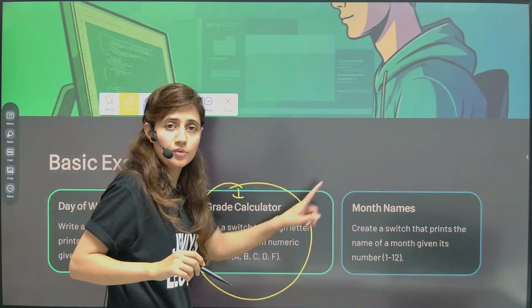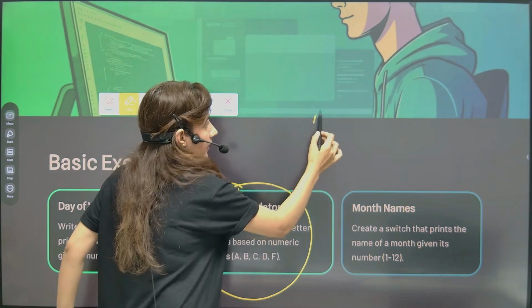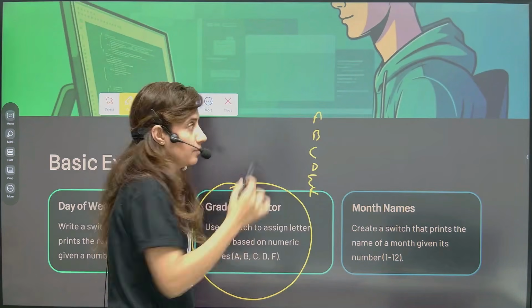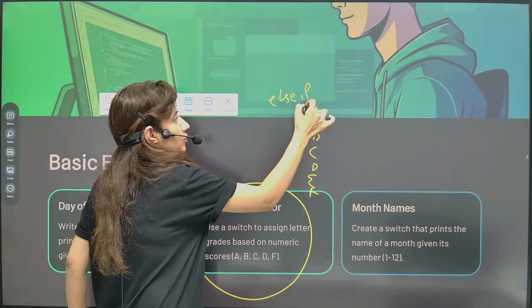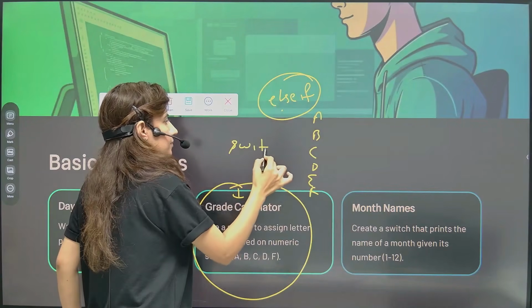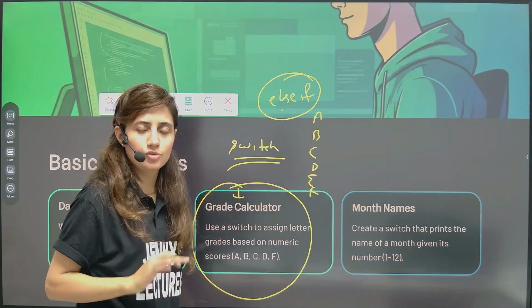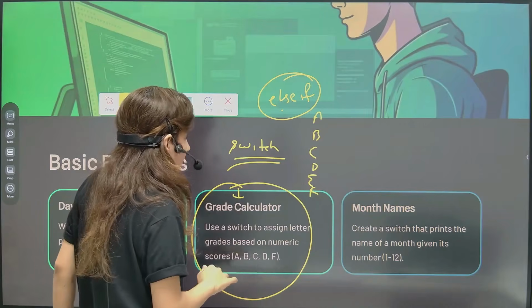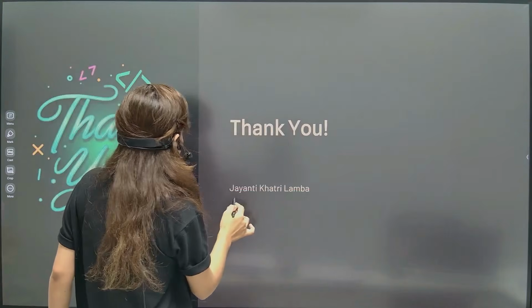Grade means one. We have done this exercise before. Grade A, B, C, D, E, and F using else if. So same exercise you have to do, but using switch. This you need to do. This is your assignment, right? So now, I think that's it for this video.